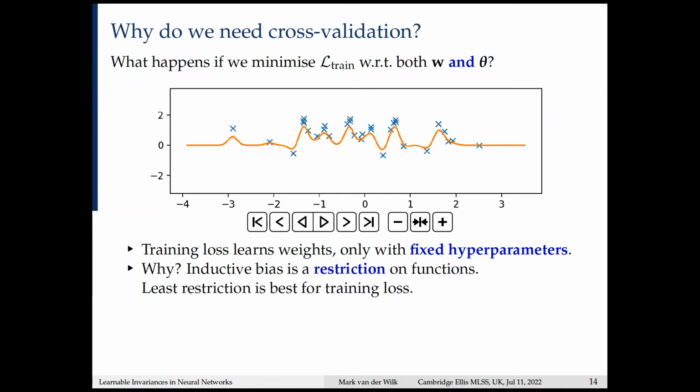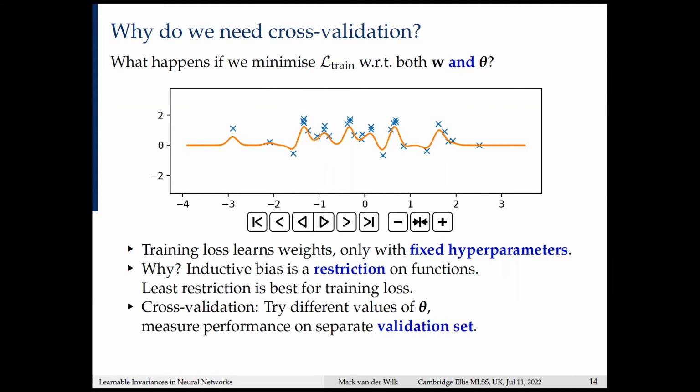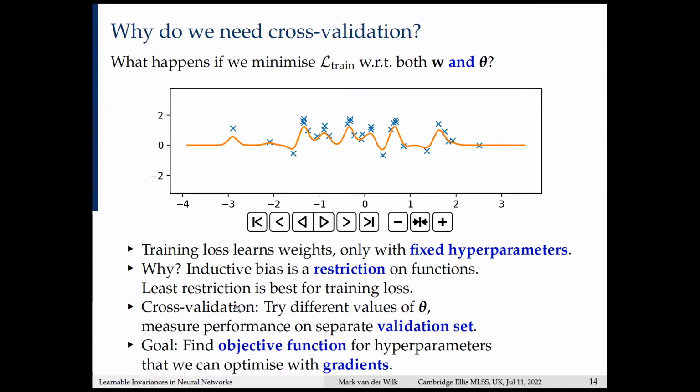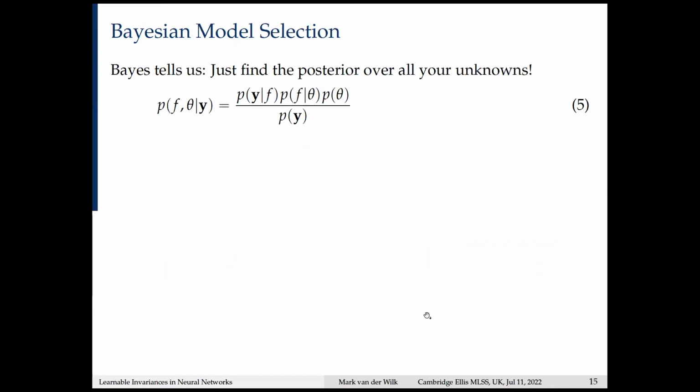So why does this happen? An inductive bias is a restriction. Making the function smooth is a restriction on the type of functions that we can learn, and that won't help the training loss. So what we do is cross-validation. And our goal is to find a different optimization for these hyperparameters theta.